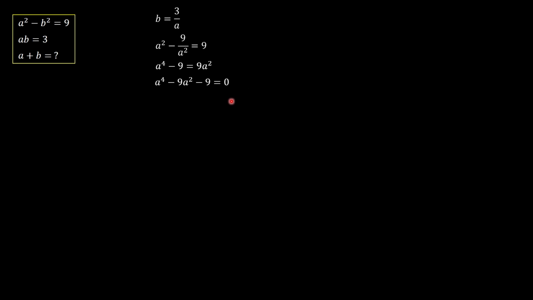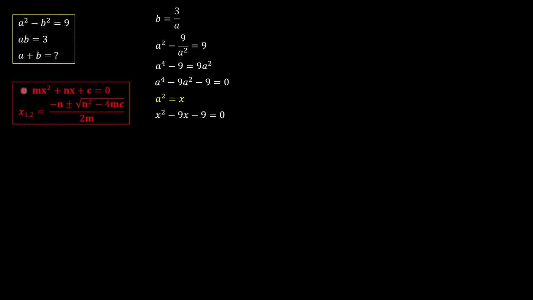Then let's write that a squared equals x. Then we'll get this equation: x squared minus 9x minus 9 equals 0. To solve this equation, I'm going to use the quadratic formula. In our case, a equals 1, b equals minus 9, and c equals also minus 9.